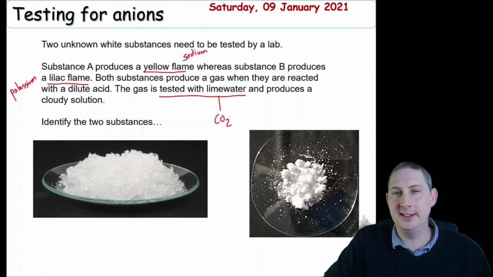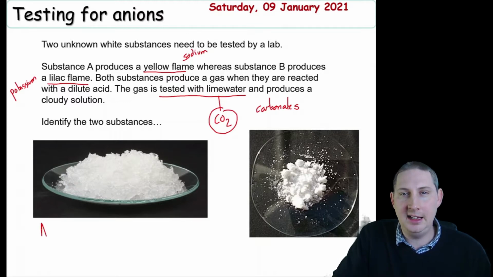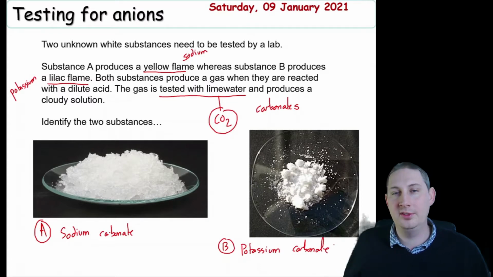What sorts of substances actually produce CO2 on reaction with an acid? Well, since year 8, you know that carbonates produce carbon dioxide when they react with an acid. So substance A is therefore sodium carbonate, while substance B is clearly potassium carbonate. And if you work those out, very well done. That's exactly what you need to be doing in this topic.